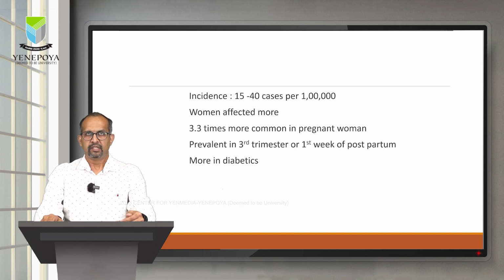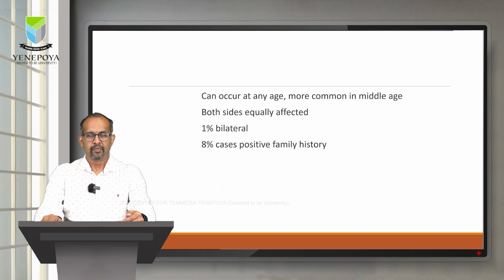The incidence of Bell's palsy is 15 to 40 cases per 1 lakh. Women are affected more, it is 3.3 times more common in pregnant women, with prevalence in the third trimester or first week of postpartum, and it is more common in diabetic patients. It can occur at any age, more common in middle age, with both sides equally affected. In 1% it is bilateral, very minimal, where you can see the facial nerve affected on both sides. In 8% of cases a positive family history can be seen.